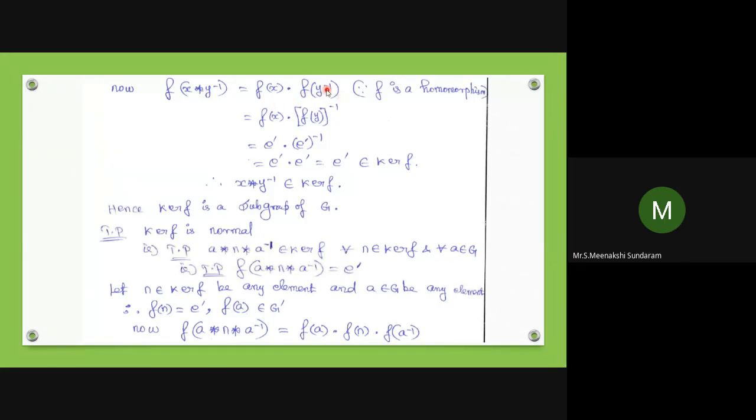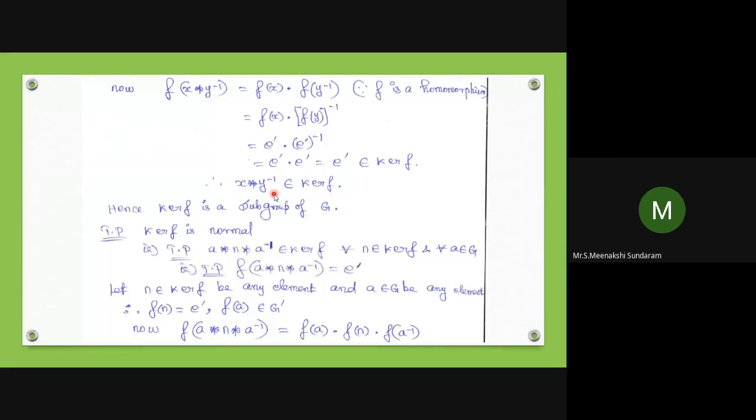f of y inverse can be written as f of y the whole inverse. So f of x is e dash, f of y is e dash, to the inverse. Taking the inverse of e dash again gives e dash. e dash and e dash, that is identity, again e dash. So x star y inverse belongs to kernel f.